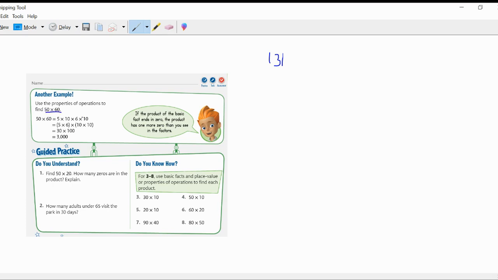Now, they broke it down in what I think is the complicated way. I'm going to show you how I would do it. I'm going to stack them, 50 times 60. Again, I apologize for how horrible my writing is. Okay, I'm going to save those zeros, and I'm going to focus on 5 times 6. 5 times 6 would be 30. And then I'm going to put my 2 zeros on. So my answer would be 3,000, which, if you notice, is the same thing that they got over here.